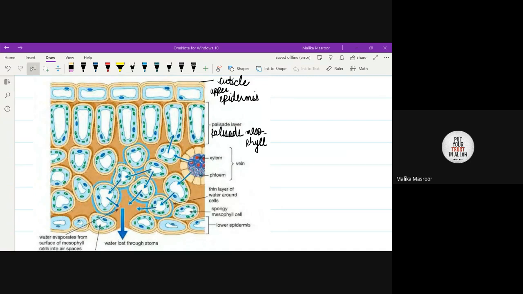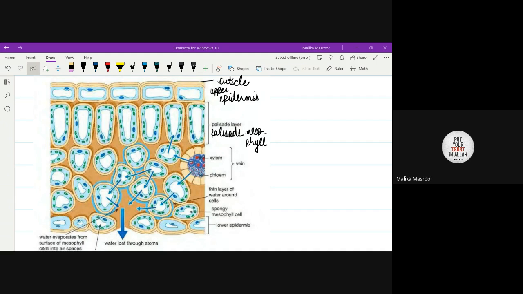Okay, so your spongy mesophyll layer, and the cells in this layer are round. They're not tightly packed, and have many air spaces between them, as you can see in the diagram as well. They do contain chloroplasts, as you can see in the diagram, but they do not have as many chloroplasts as in your palisade mesophyll cells, because this layer is not made for photosynthesis.